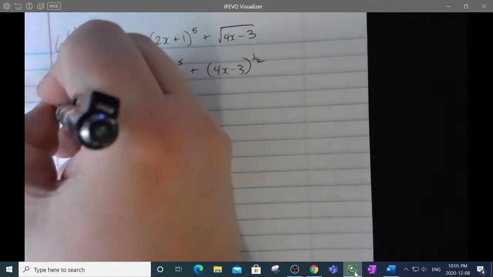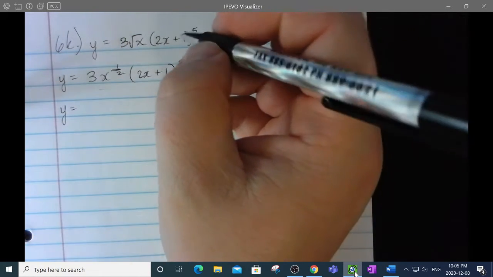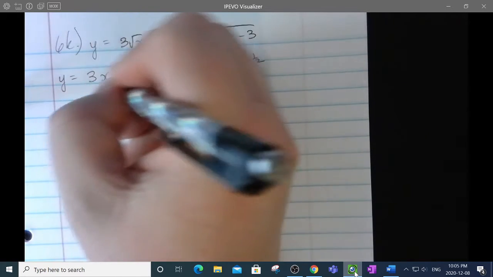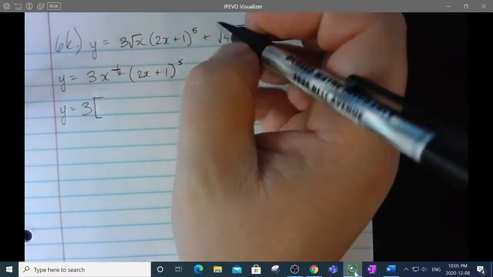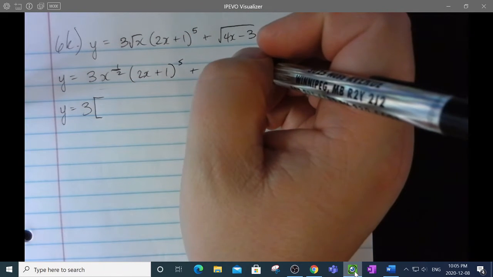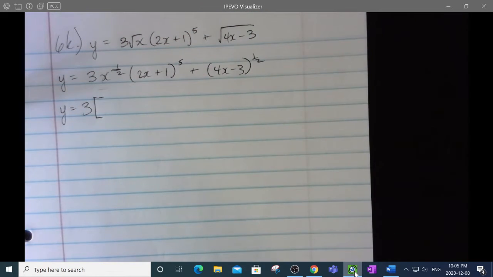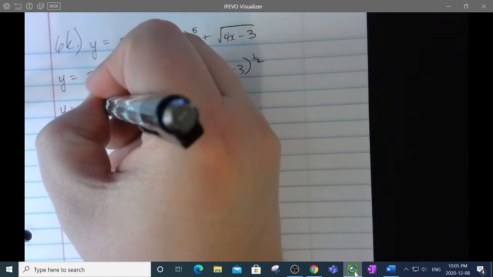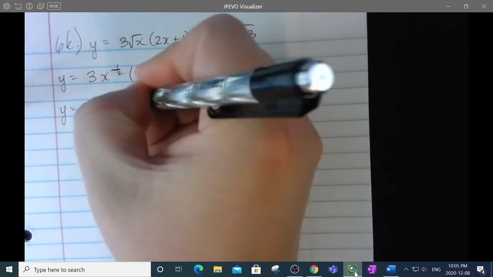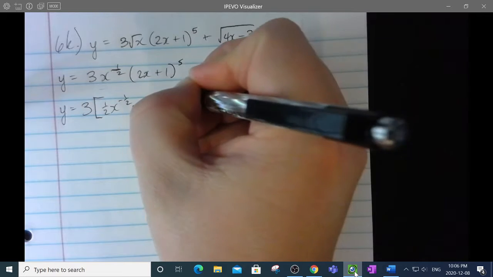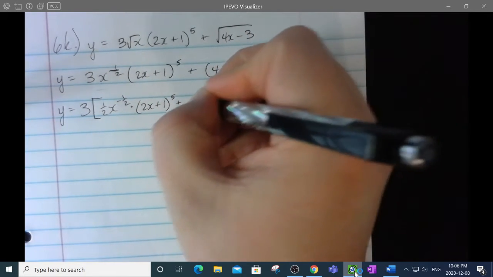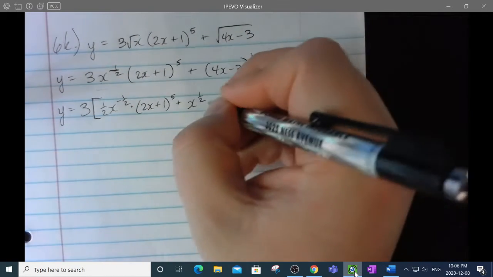All right, product law says we're going to have the 3. We can actually just have the 3 kind of outside the whole thing. There we go, 3 times. And then I want the product of this thing. So the product of this thing is going to be the derivative of the first thing times the second thing plus the first thing times the derivative of the second thing.